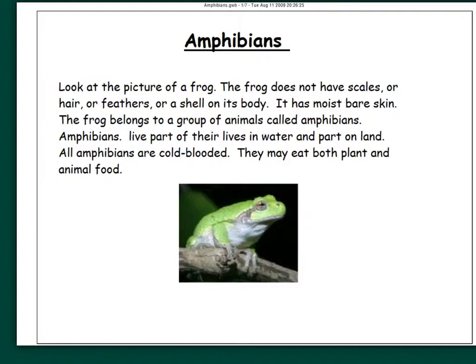a group called amphibians. Amphibians live part of their lives in the water and part on land. They are cold-blooded. They eat both plants and animals. Those are some characteristics that will come in handy to you as you complete your amphibians characteristics assignment. So keep in mind again, these characteristics. They have moist bare skin. They live part of their life in the water and part on land. They're cold-blooded. They eat both plant and animal.